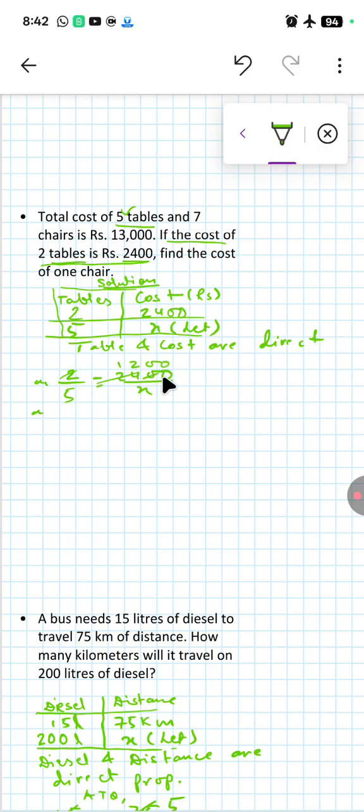2 1s are 2, 2 2s are 0 0. So 12 into 5 is 60. So it is 6,000. The cost of 5 tables we have got is 6,000. And here the cost of 5 tables and 7 chairs is given. So from the question, 5 tables plus 7 chairs, the cost is equal to rupees how much?